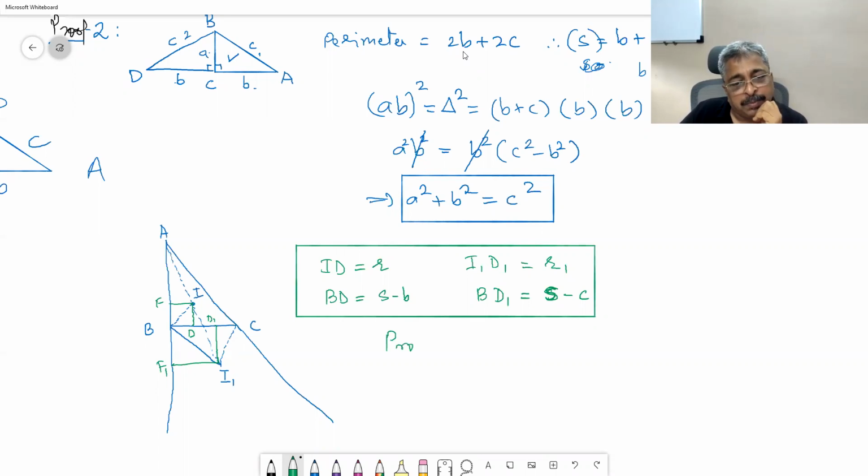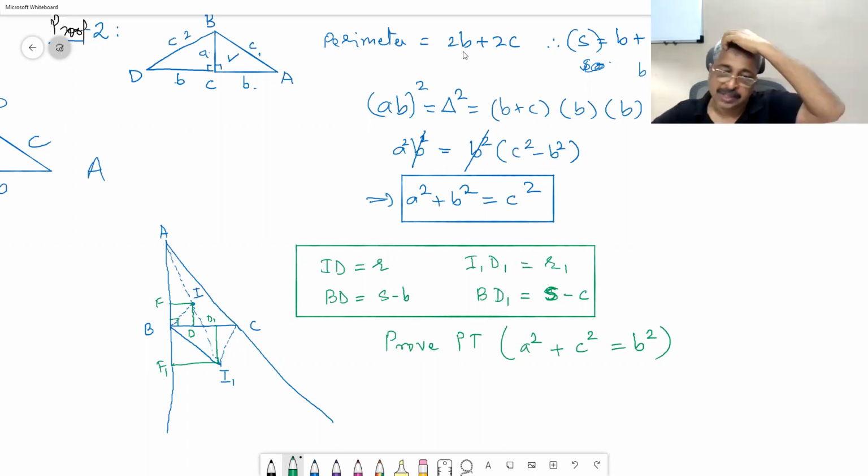So if I give you this information, prove Pythagoras theorem using this information. Now this is right angle triangle ABC. I is the incentre, I1 is the excentre, and we are dropping perpendiculars. So the observation you need to do in this diagram and get the final result. The final result is going to be a square plus c square is equal to b square, Pythagoras theorem, because in this configuration, the hypotenuse is small b. I think you all should be able to do this in 4 or 5 minutes. So I should wait.